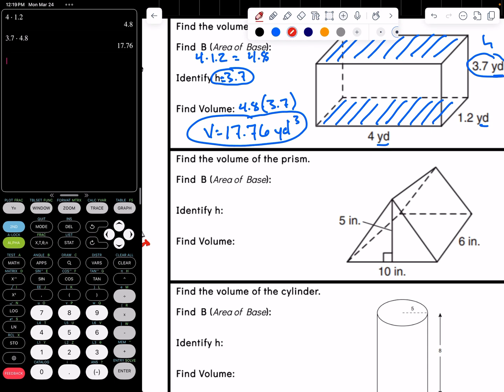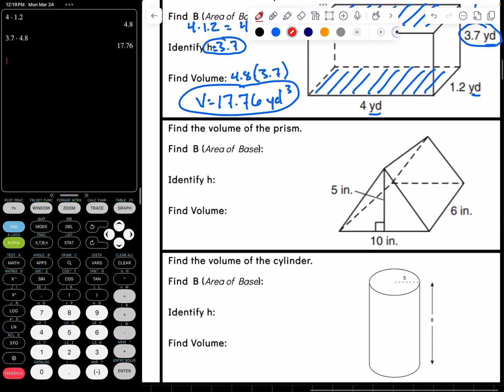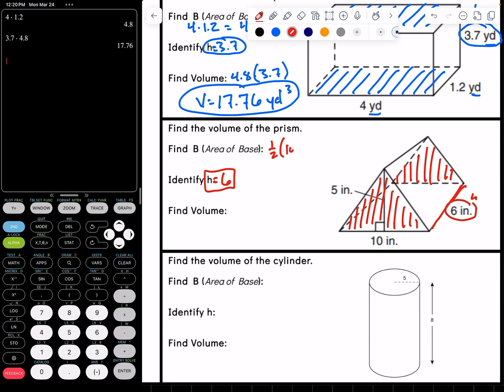Down here for the volume of our prism, okay, our base shape is going to be this triangle down here, which means this is our other base, which makes 6 our connecting piece. So that's going to be our height. So we've got 6 as our height. To find the area of my base, this is, remember, a triangle. So I'm going to use my triangle base formula, which is 1/2 times 10 times 5. So 10 times 5 is 50, divided by 2 equals 25.